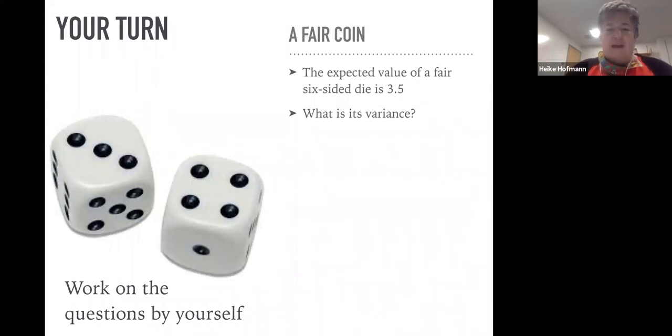We can have a look at the variance and just apply the function of the variance. So this your turn is nothing more than an application of the definition. So we can just talk through the solution. We've got a fair six-sided die. The expected value of that is, like we talked about before, 3.5. The question is, what is its variance?